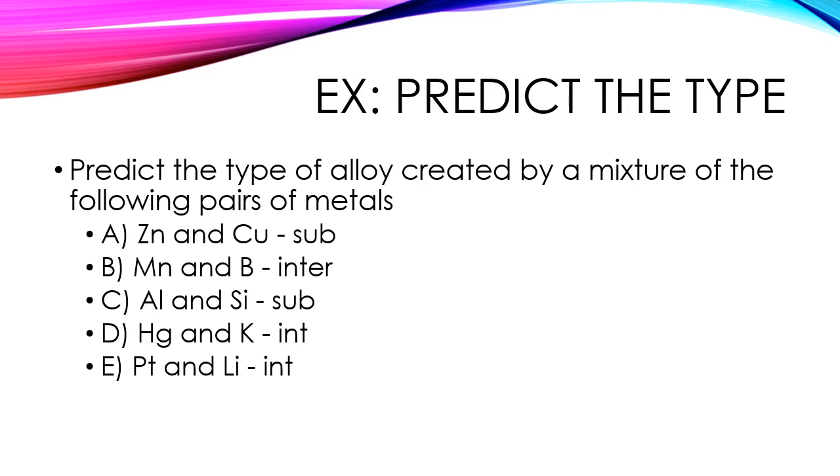Aluminum and silicon are very similar in size since they are near each other on the periodic table. Therefore, they're most likely to form a substitutional alloy. Mercury and potassium, as well as platinum and lithium, both have large differences in radii because they are far away from each other on the periodic table. Therefore, both of these pairs will form interstitial alloys.